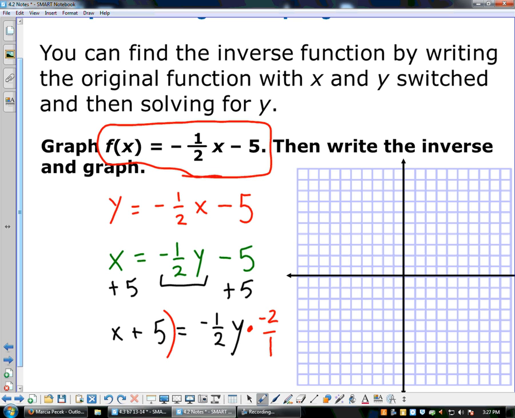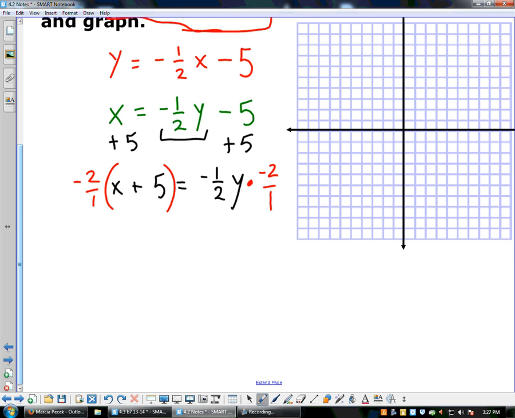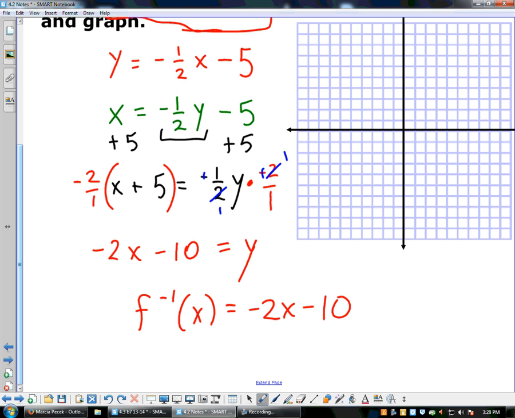I better put parentheses around this whole thing because we have to multiply the whole side by -2/1. Now, should we distribute over here on the left? Sure. So you have -2/1 times x, that's -2x, minus 10, is equal to, and over here the 2's are dividing out, and a negative times a negative is a positive, so we just have equals y. Now, since we have y solved for, we know it's a function. How can we make sure this is actually the function's inverse that we found? Can we write it as f inverse of x equals -2x minus 10? I think that makes it a little more clear.